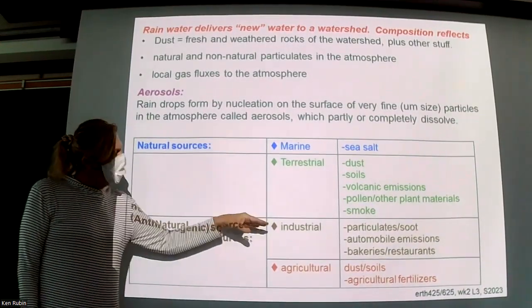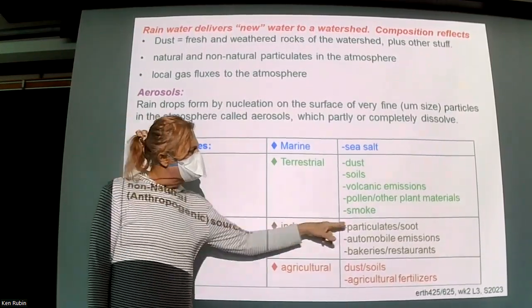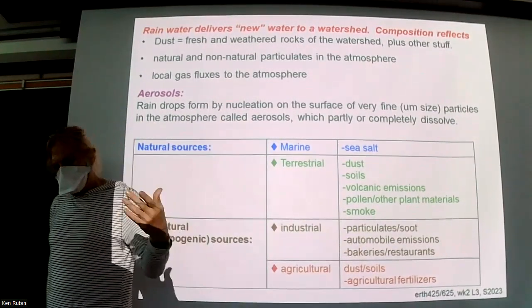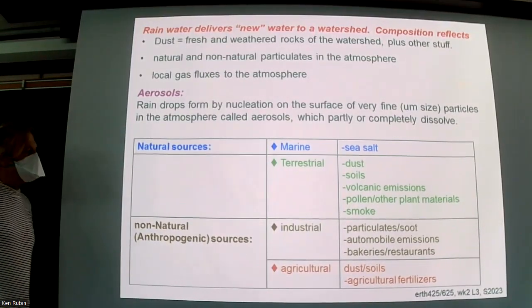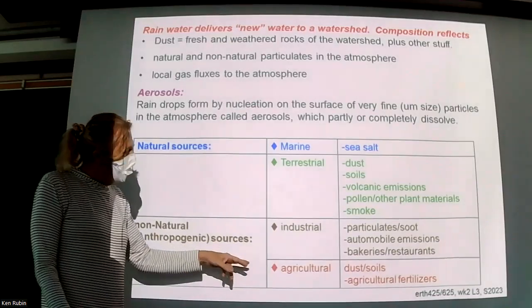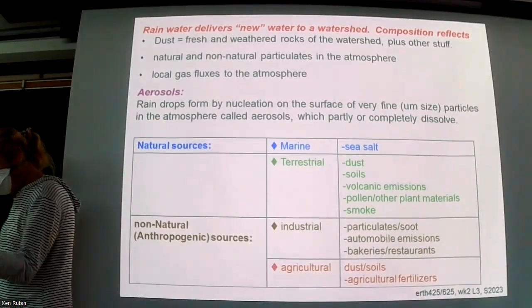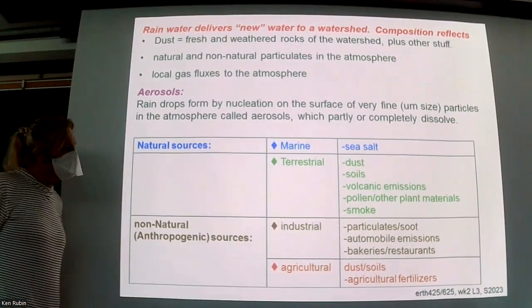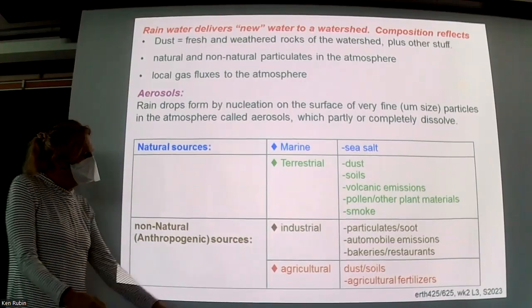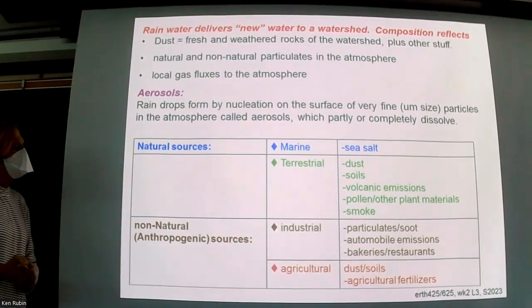So I split them up into industrial particles and agricultural particles. And you can see these things, certain kinds of soot and automobile emissions and things that come out of bakeries. Think about the plume of smoke when they're flame broiling your Whopper. Agricultural particles, which can include enhanced rates of emission of dust and soil. Think about tilling fields and big plumes of stuff going into the atmosphere. Fertilizers, pesticides, the list goes on and on.